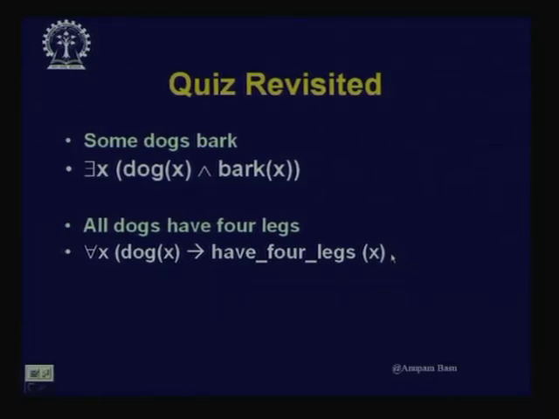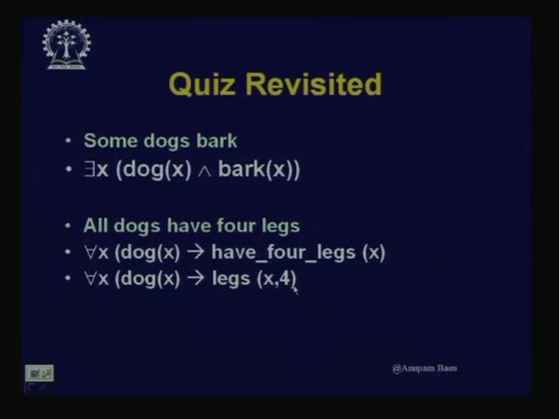So, for all x, dog x implies have 4 legs x. Now, there could be another alternative representation to this. In the first one I have used have 4 legs, a unary predicate, because it has only one variable parameter, whereas here for all x, dog x implies legs x 4. So, legs is a binary predicate which has one variable x and here a constant term. Here again I have missed one parenthesis. For all x, dog x implies legs x 4. So, this is another way we can do it.